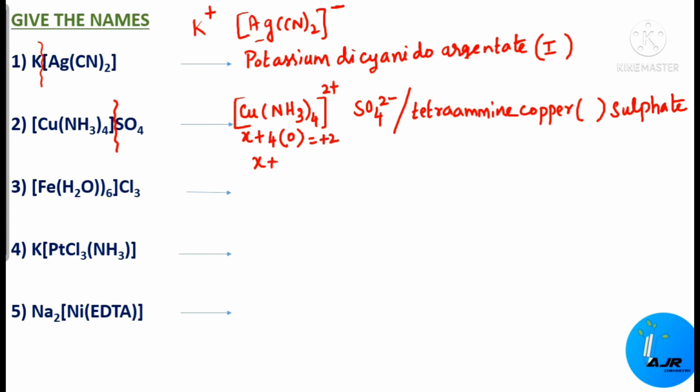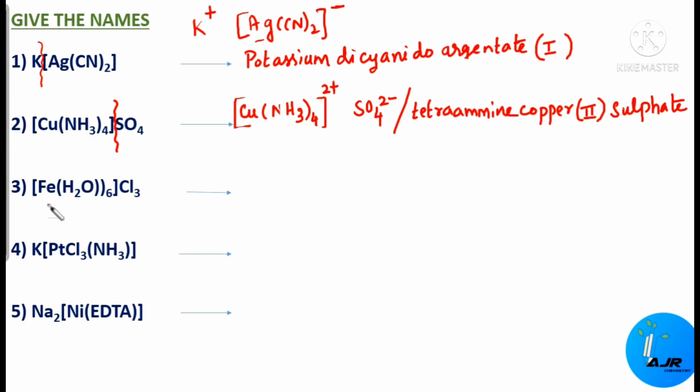Now X plus 0 is equal to +2. So X is equal to plus 2. Understood? So the oxidation number of copper is plus 2. So how will you write 2 here? Okay. So 2 in Roman letters. Understood, students? This is how we should write the IUPAC name.